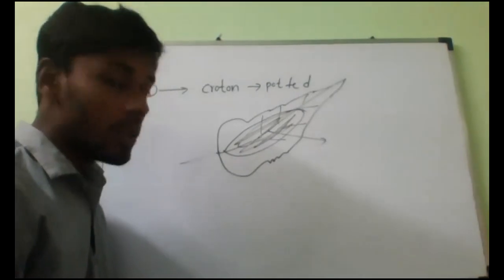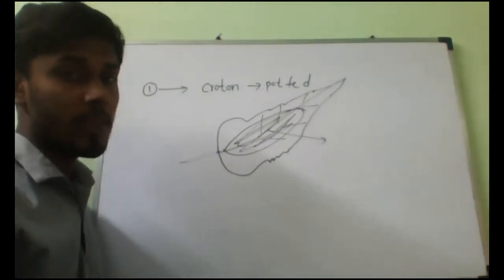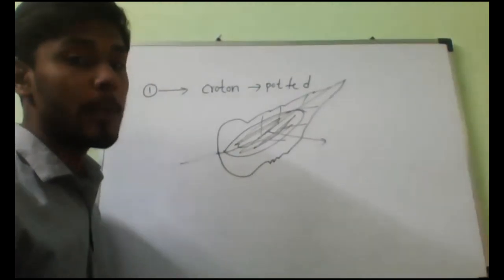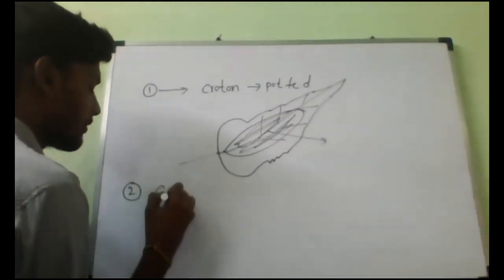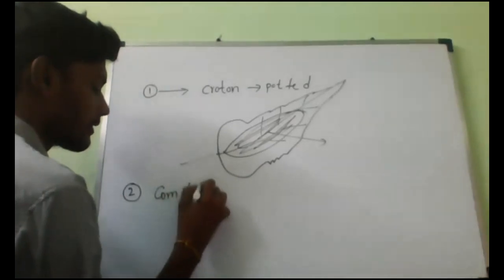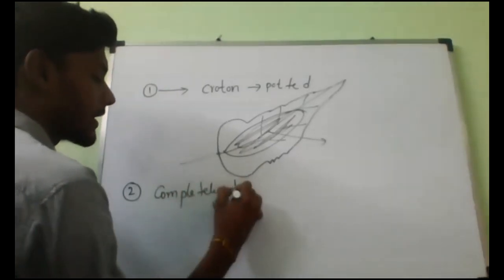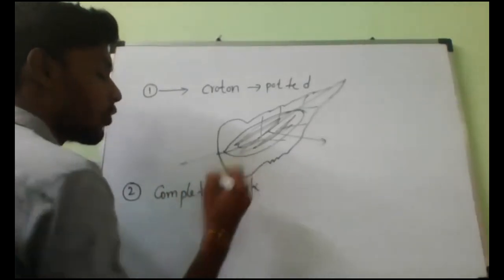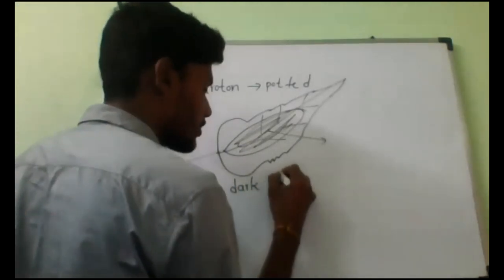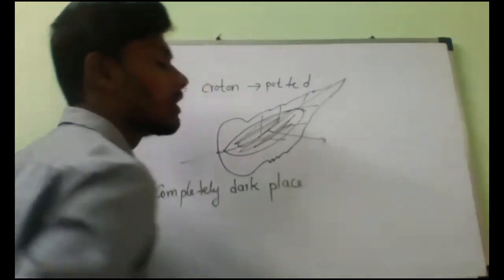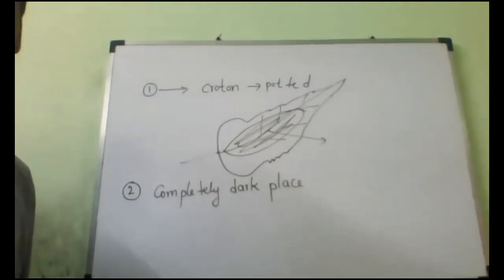Now, second step, after this, place this plant in a completely dark place. Where we should place? Completely dark place. Now, let me see who will say. What is the use of placing it in the dark? No photosynthesis will occur.